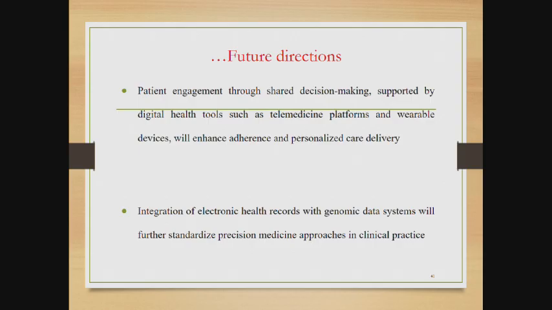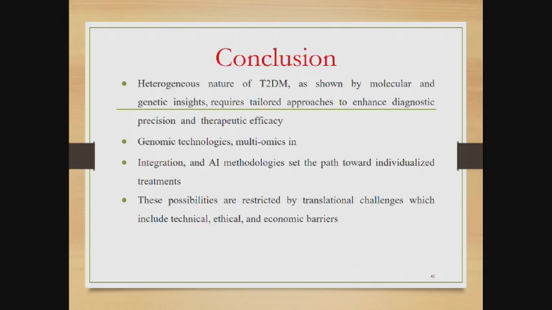Another future direction is patient engagement, which is very important because patients are important in decision management. In conclusion, the heterogeneous nature of type 2 diabetes, as shown by molecular and genetic insights, requires tailored approaches to enhance diagnostic precision and therapeutic efficacy. Genomic technology, multiomics integration, and AI technology offer possibilities, but these are restricted by translational challenges, which include technical, ethical, and economic barriers.